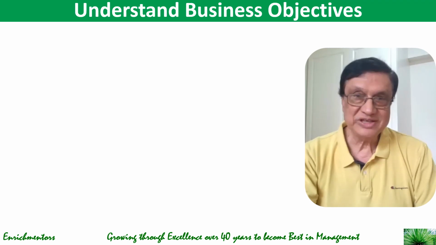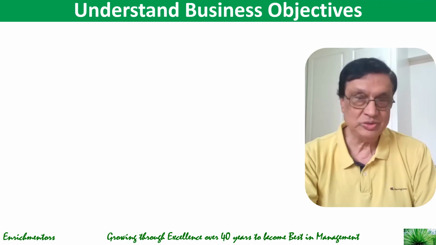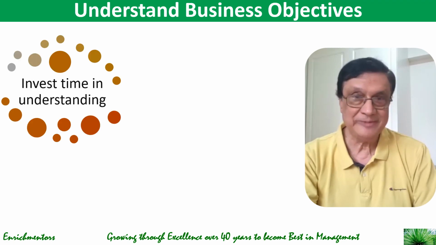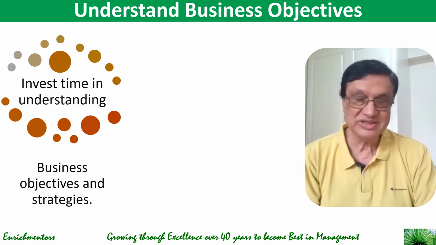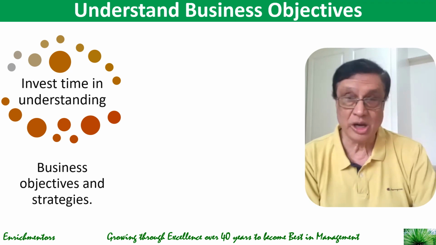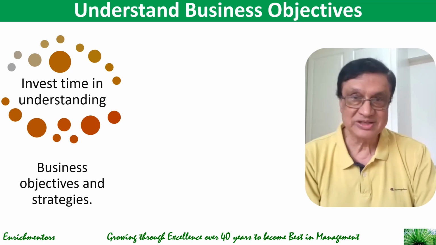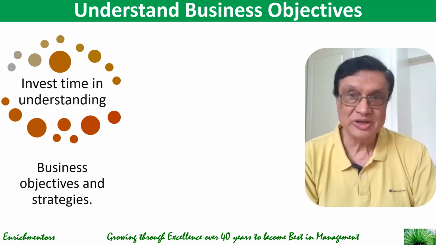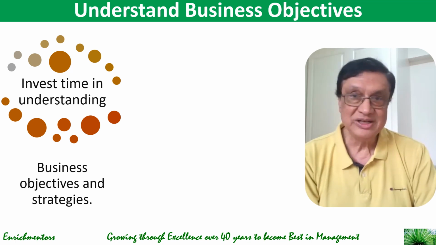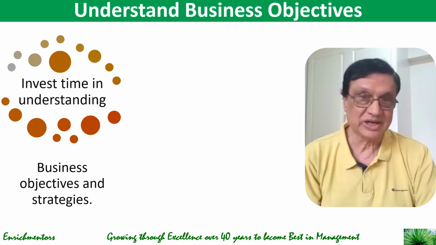Once you have these basic things in place, you need to start understanding business objectives. For that, you need to invest time in understanding the broader business objectives and strategy. What is the business trying to achieve and how is it trying to achieve it? Business objectives are the end results that the business is trying to achieve at the end of the year or at the end of 3 years. And strategies are the ways and means that the business will use to achieve those objectives.